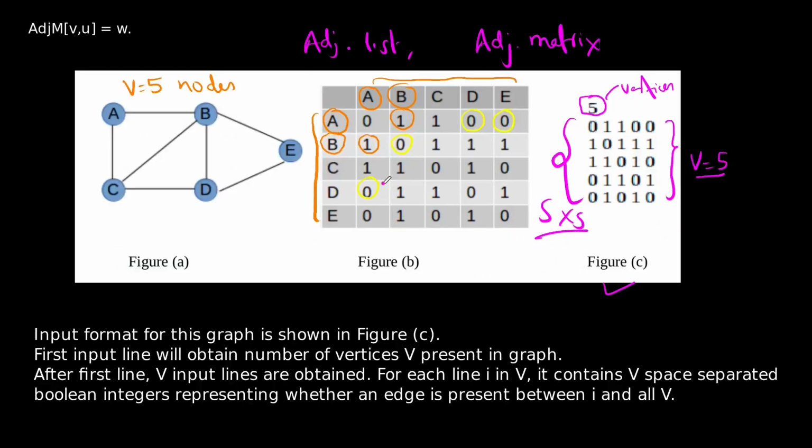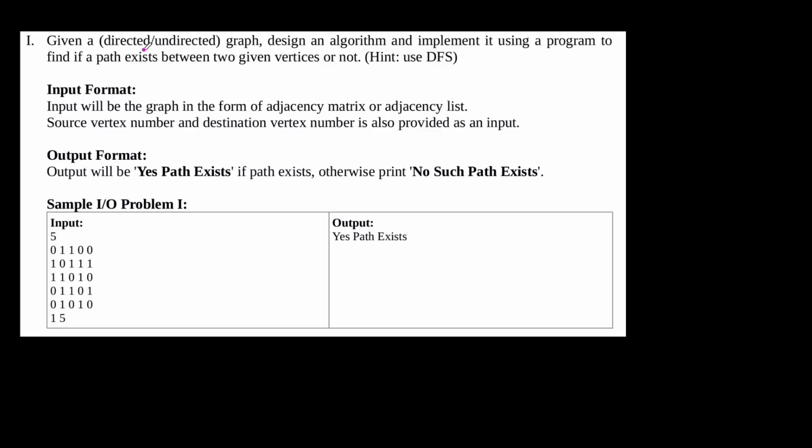Now moving forward, given a directed or undirected graph, design an algorithm and implement it using a program to find if a path exists between two given vertices or not. Here a hint is given that you should use DFS, but there are other ways also. Let me first explain the problem. Input will be a graph in the form of adjacency matrix or adjacency list. Right now we are using adjacency matrix for this problem, but you can try adjacency list also. Now the source vertex number and destination vertex number are also provided as input. And what should be the output?